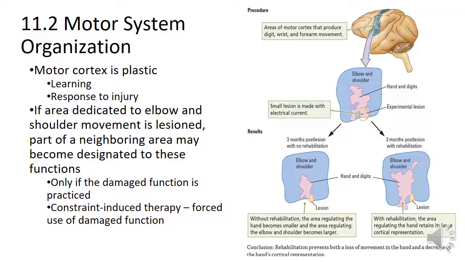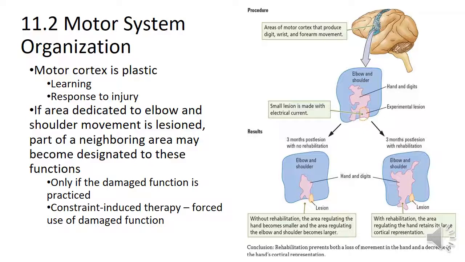Motor cortex is plastic. It changes according to learning, and it can change in response to injury. So if one area is injured, other areas can compensate for the function that was affected by that injury. For example, if an area that is dedicated to the elbow and shoulder movement is lesioned or cut, then part of the neighboring area can become designated to these functions instead. This only happens if the damaged function is practiced.